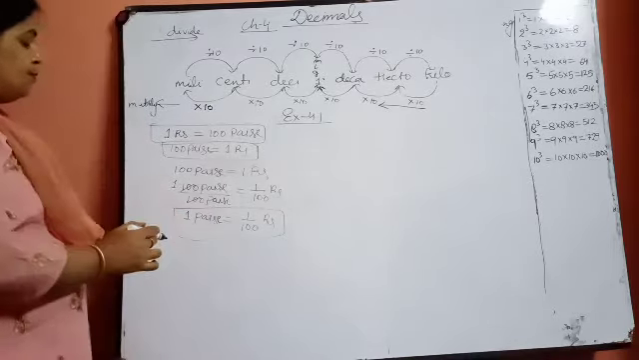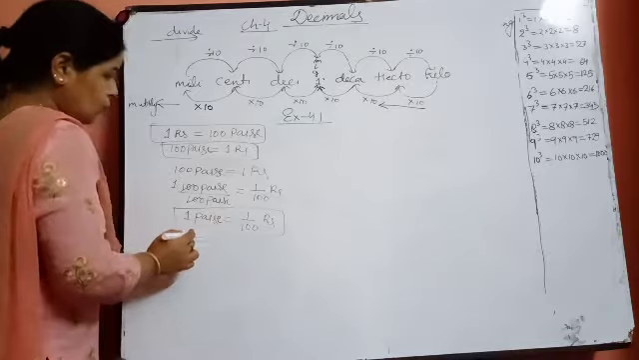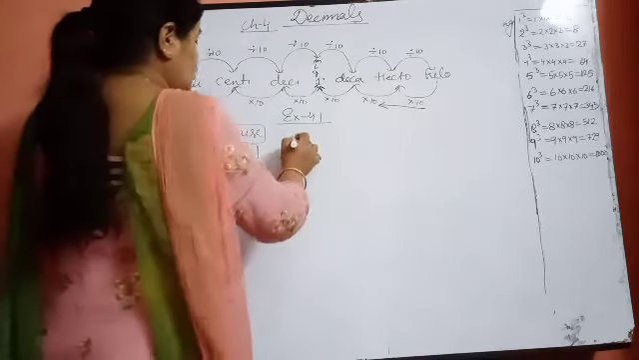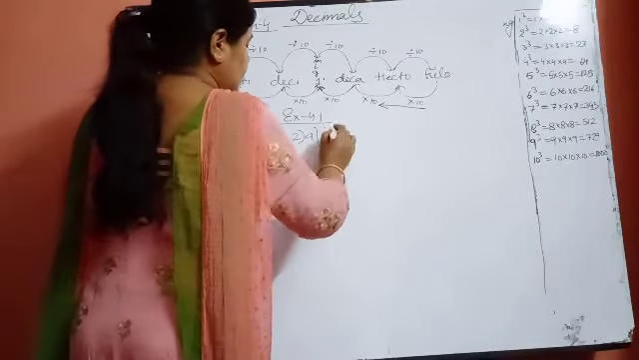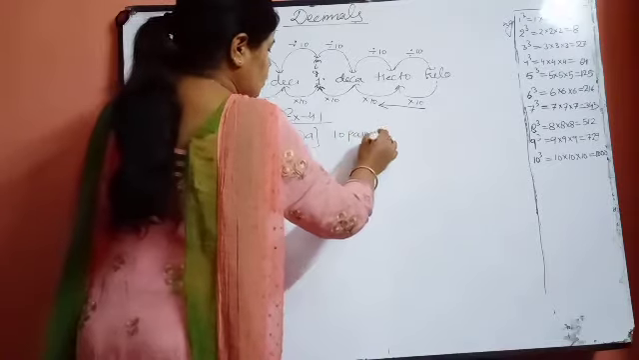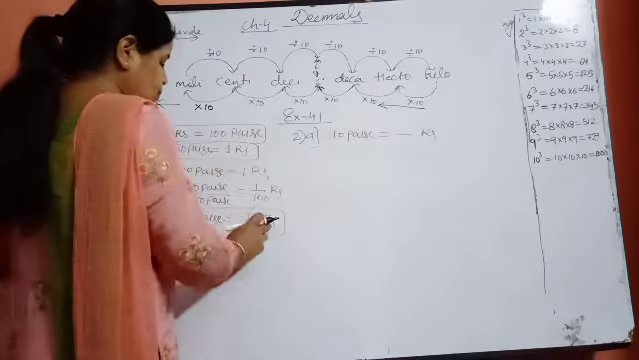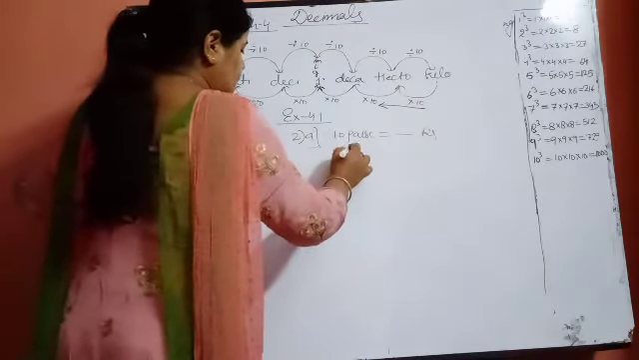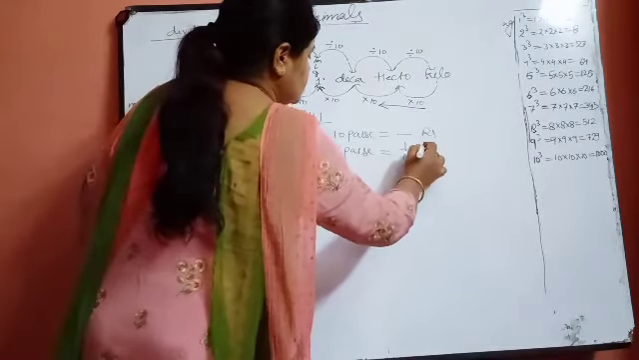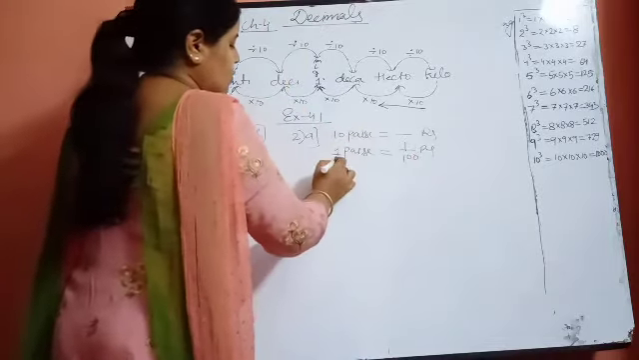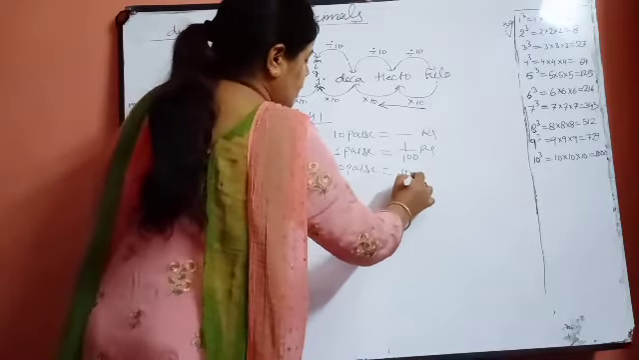Now you can see that I have to calculate the value of 10 pies. Question number 2, part A: 10 pies is equal to dash rupees. So how will you do it? You have the relation between pies and rupees here. 1 pie is equal to how many rupees? 1 upon 100 rupees. So 10 pies is equal to 10 upon 100 rupees.